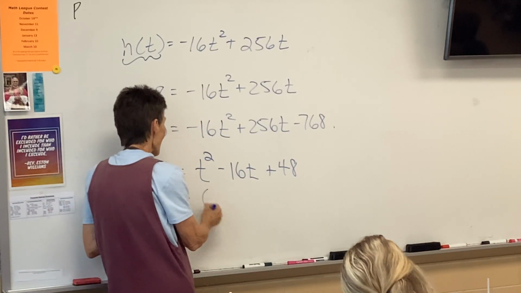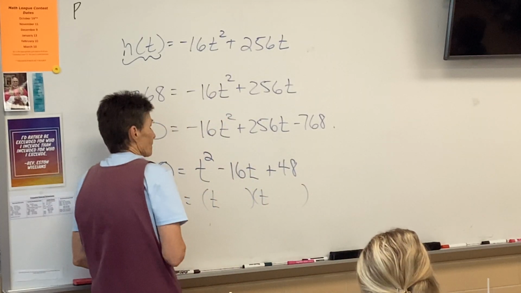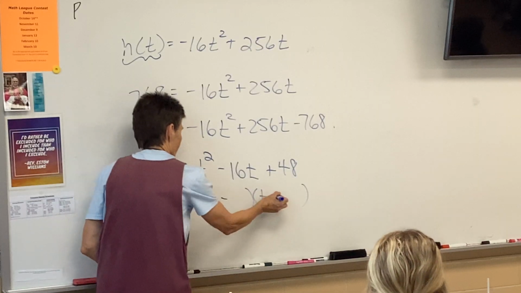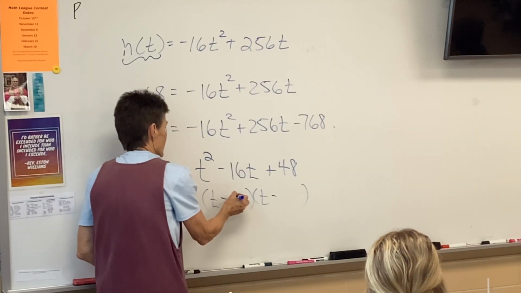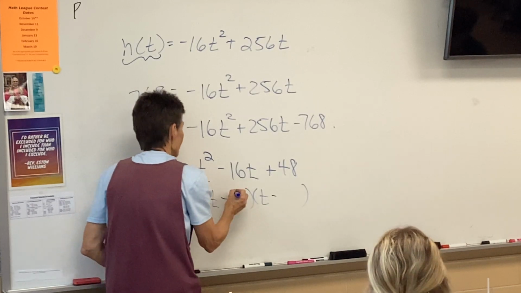And I think that's backwards. What do you think? How is that backwards? Not 6 and 8, because 6 and 8 would add up to 14. 12 and 4, there we go.